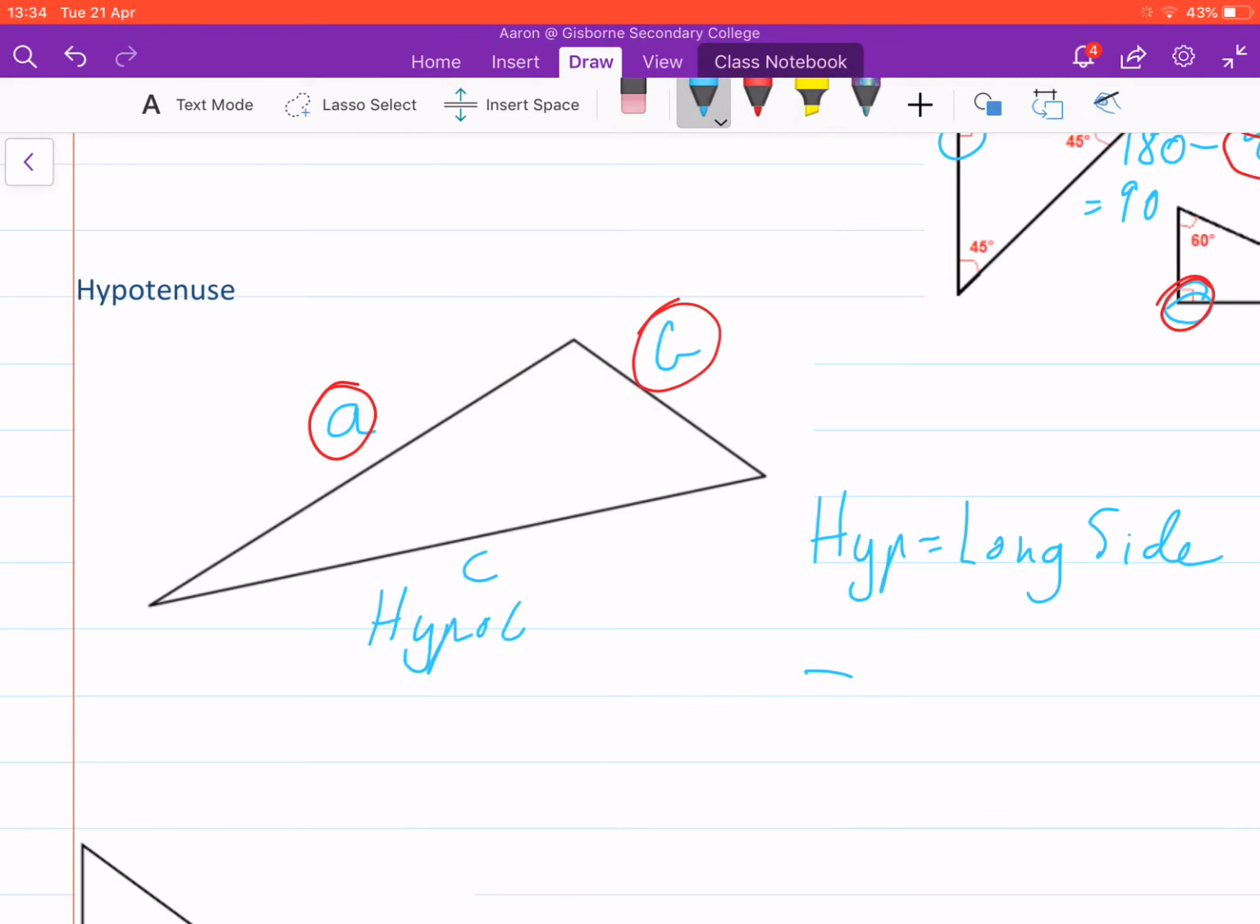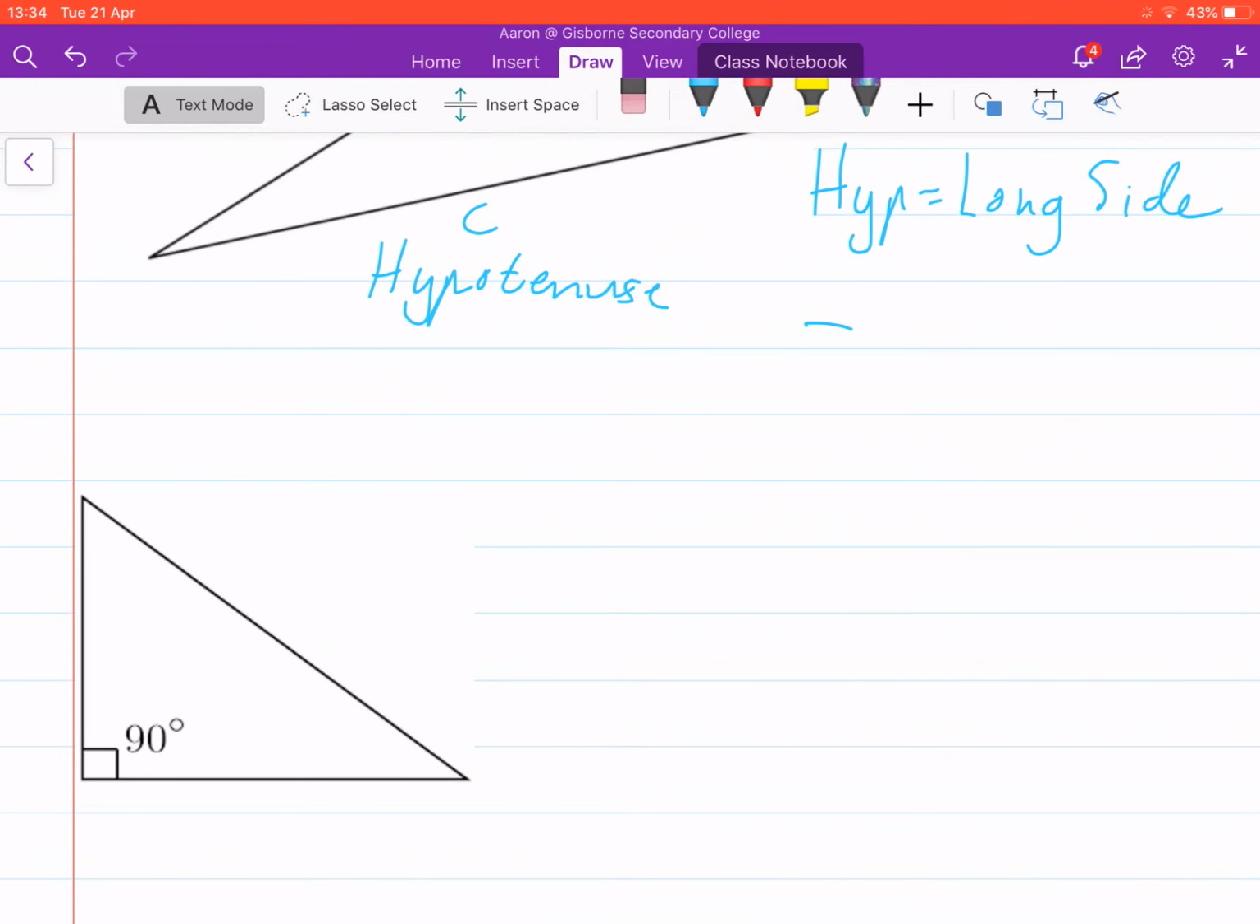Now the good thing about right angle triangles, we'll scroll down to the next part, is that in a right angled triangle 90 degrees is going to be the largest angle possible, so the side opposite that right angle is always going to be your hypotenuse. So regardless of how close they look to the size of anything else, the side opposite the right angle is going to be your hypotenuse.